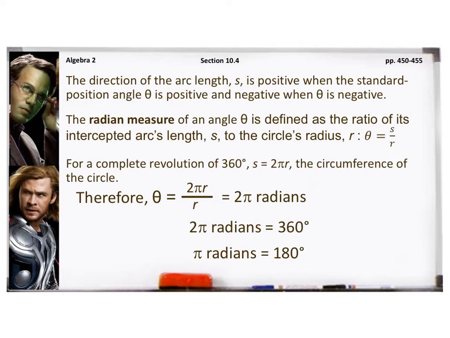The radian measure of an angle is defined as the ratio of its intercepted arc length to the circle's radius. We just did that. For a complete revolution of 360, the arc length is 2 pi r. Remember we said a whole circle is 2 pi. The circumference of the circle, therefore, is 2 pi radians. This is how we define radians. So 2 pi radians is 360. Pi radians is equal to 180 degrees.